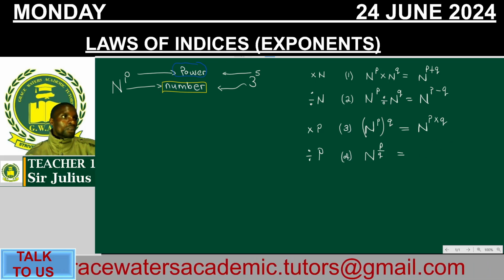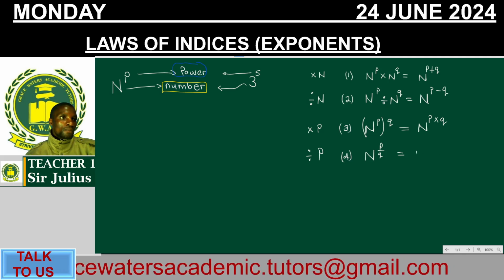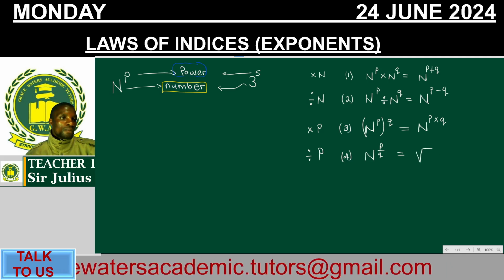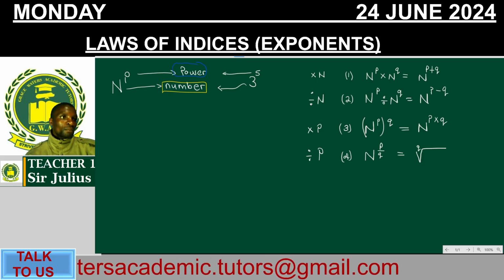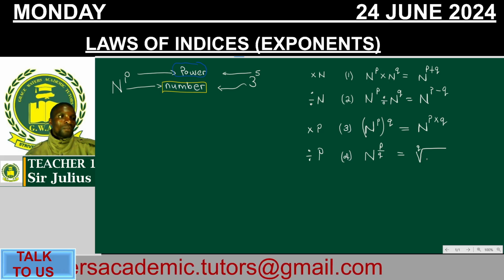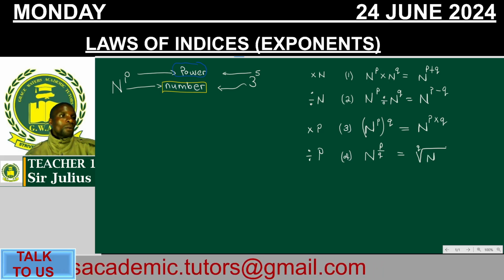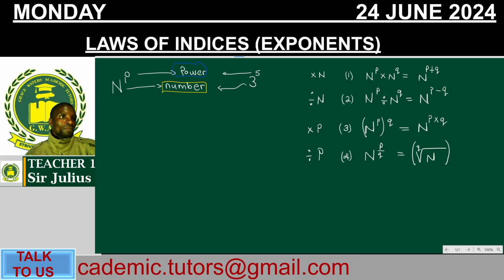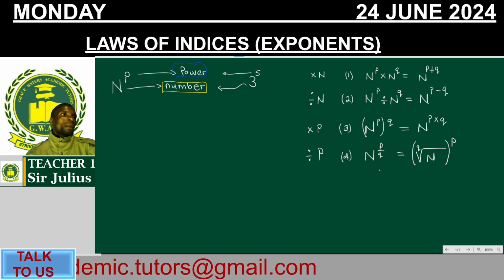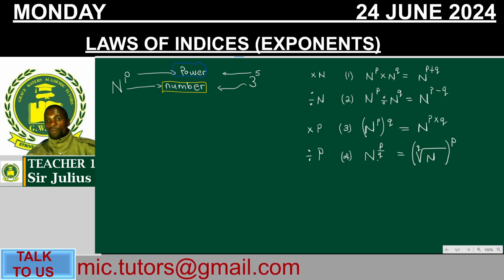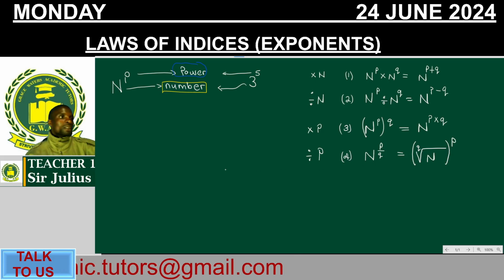You introduce a square root, then the denominator becomes part of the square root, and then the numerator remains the power. Very simple, okay?